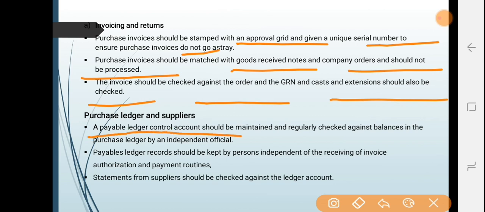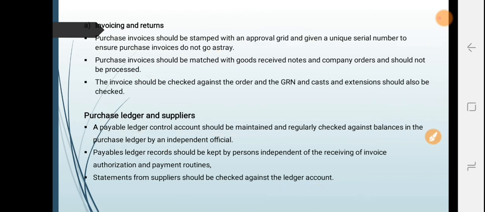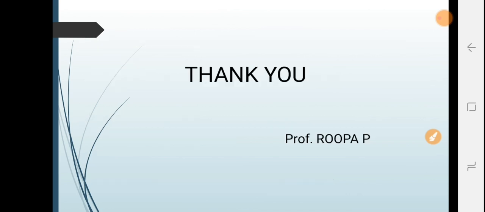Then purchase ledger and suppliers. A payables ledger control account should be maintained and regularly checked against the balances in the purchase ledger by an independent official. Payables ledger records should be kept by a person independent of the receiving of invoices, authorizations, and payment routines. Statements from suppliers should be checked against the ledger account. So this is with respect to purchase ledgers and suppliers.